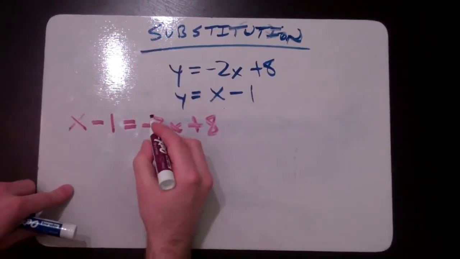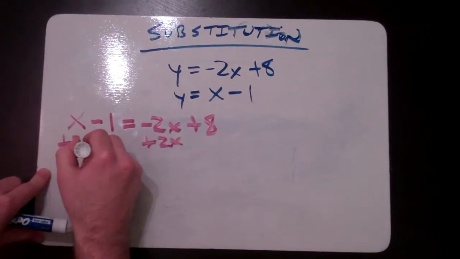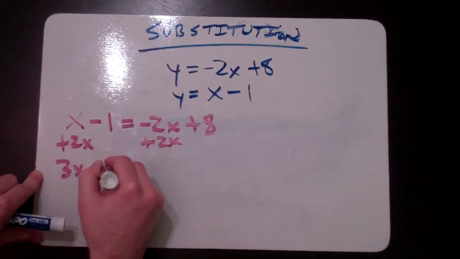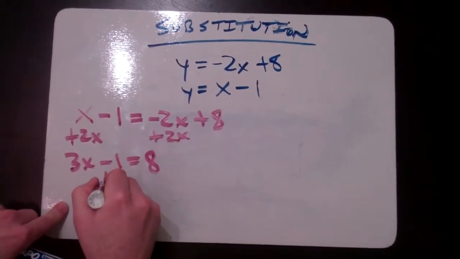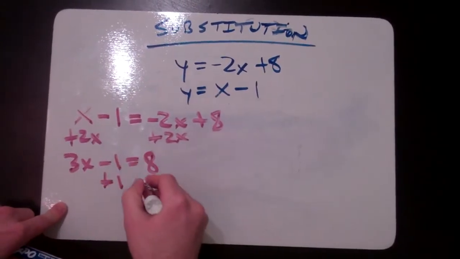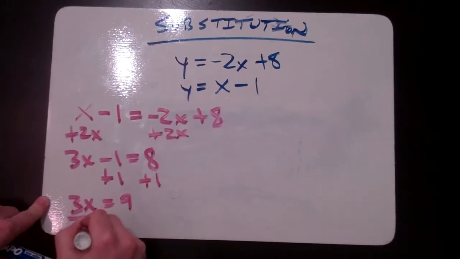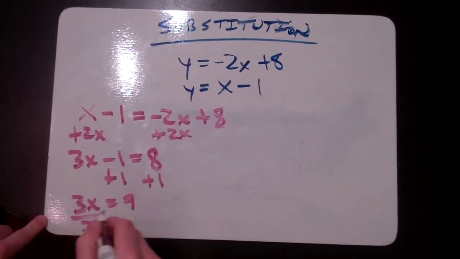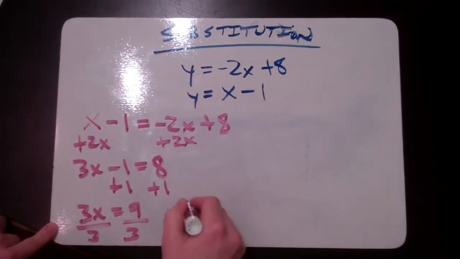So what I'm going to do, I'm going to get this 2x on the other side by adding it. So now we're at 3x minus 1 equals 8. And now I'm going to get rid of this 1 by adding it. The opposite operation of subtraction is addition. So 3x equals 9. Divide by 3, because the opposite of multiplication is division. Divide by 3. So x equals 3.